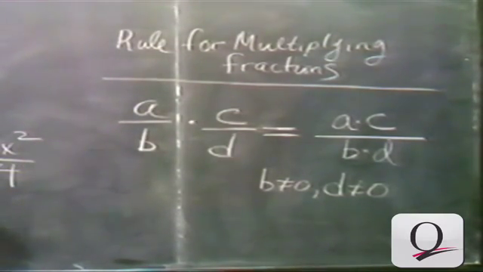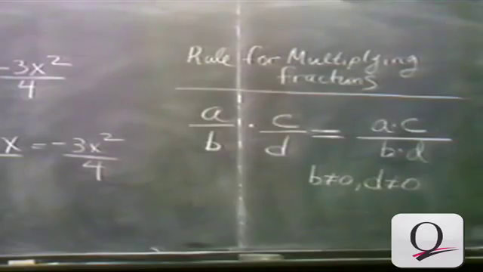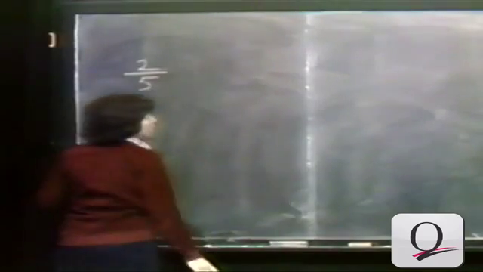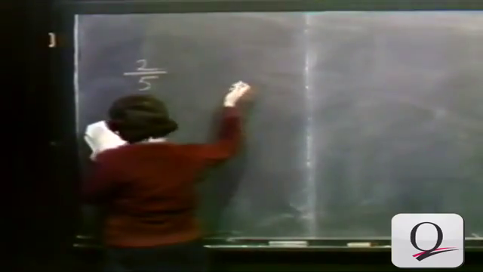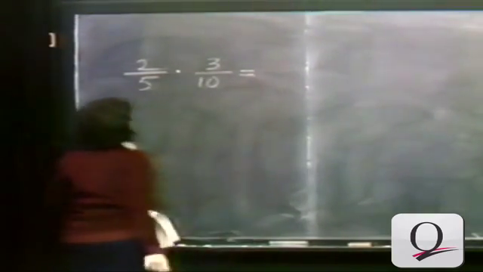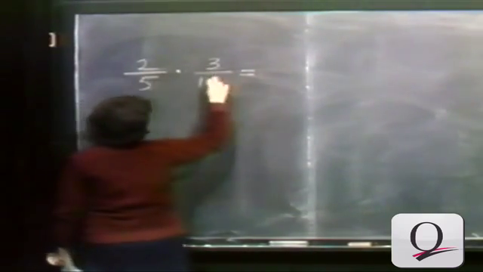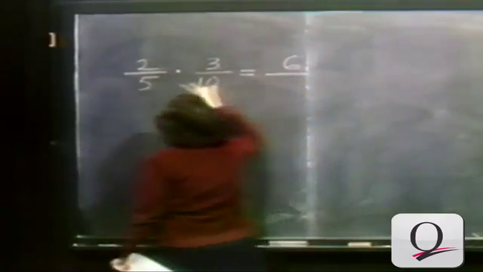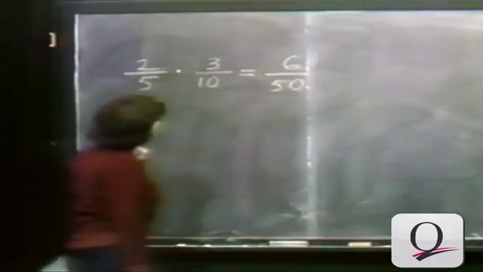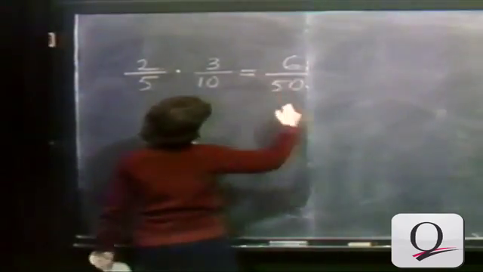Okay, we're going to try a simple problem using this, and then we're going to try some problems where we combine the rule for multiplying fractions with what we already know about reducing fractions. Let's start with arithmetic. 2/5 times 3/10. We want to multiply two fractions. We can multiply the tops and get 6 and divide by the product of the denominators, 6 over 50. 2 times 3, that gives you 6. The product of the denominators is 50. This is 6 over 50.